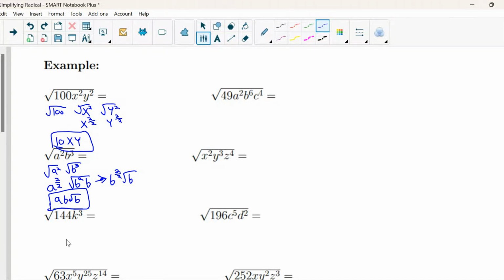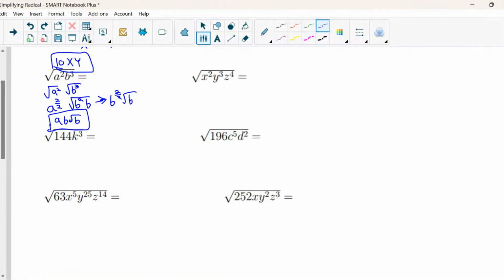All right, continuing down, very similar problem here. Let's start by splitting up both of my parts here. So I've got the square root of 144 times the square root of k cubed. Obviously, k cubed is going to simplify very similarly to b cubed. So the square root of 144, if you remember back to your perfect squares, is just 12. And k cubed is going to simplify.